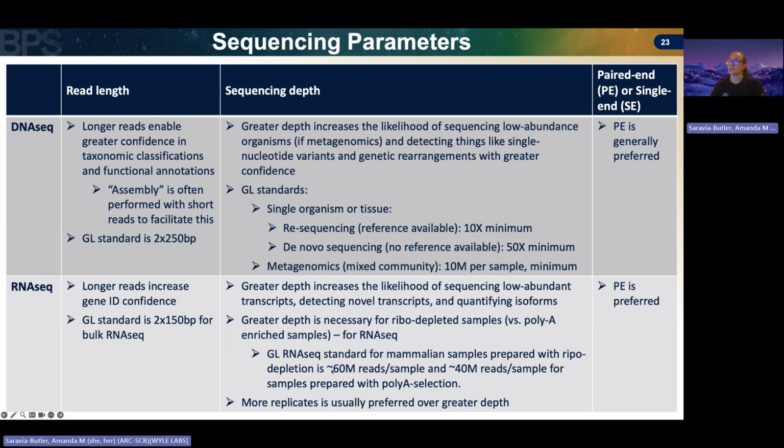And so for us at GeneLab, our standard for mammalian samples that are prepared with the ribodepletion method is around 60 million reads per sample. And samples prepared with the poly-A selection is around 40 million reads per sample.